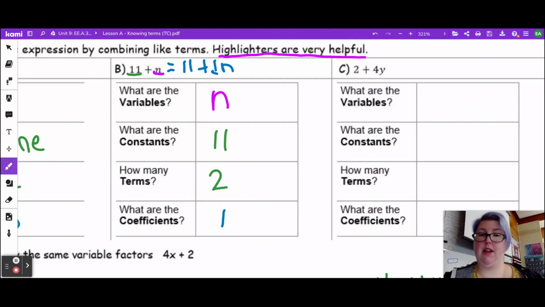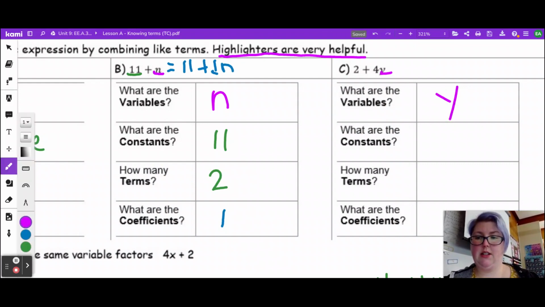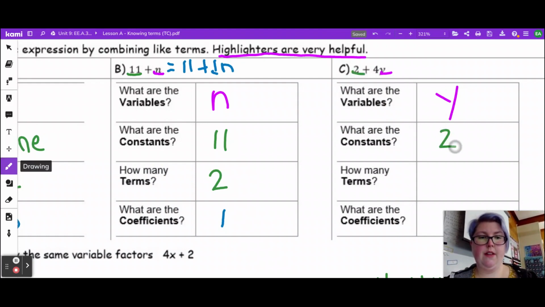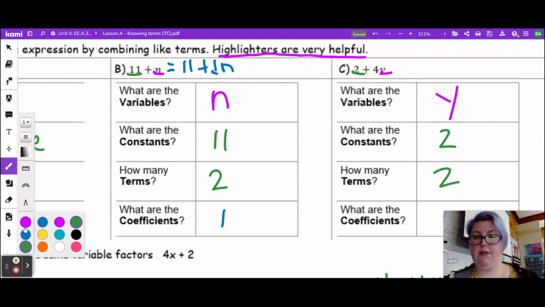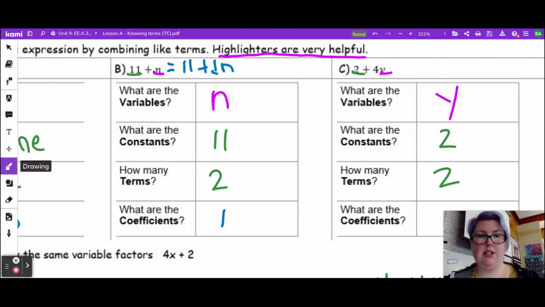All right, so now let's do 2 plus 4y. So what is our variable? Our variable is y. What is the constant? Our constant is 2. There are 2 terms, and we have one coefficient. That coefficient is 4.